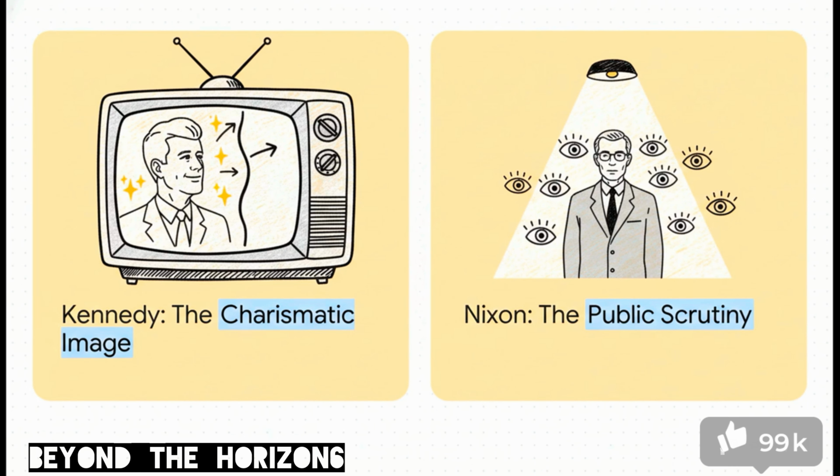For Kennedy, TV was this amazing tool he could use to project youth, coolness, and charisma. His press conferences were witty, he looked great on camera, it created this incredibly powerful public image. But for Nixon, that same unblinking eye of the camera became his absolute downfall. I mean, the Watergate hearings were broadcast live into living rooms all across America, and it subjected the presidency to a level of public scrutiny it had never, ever seen before.